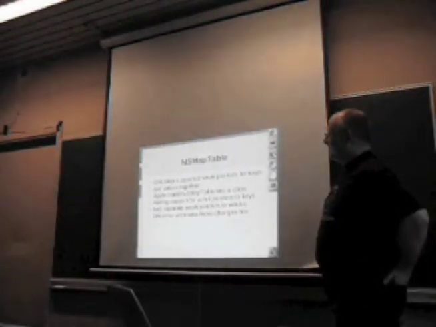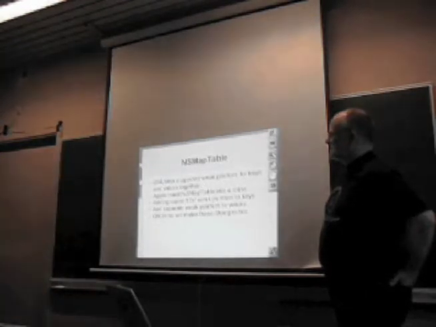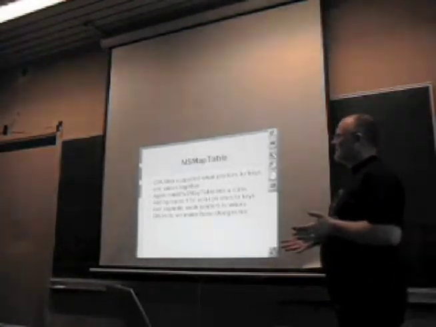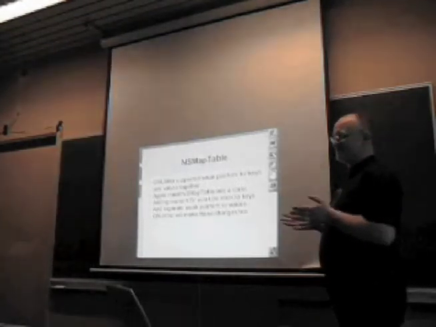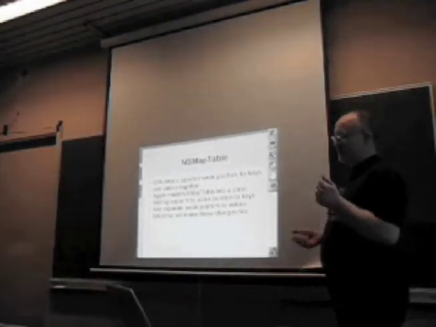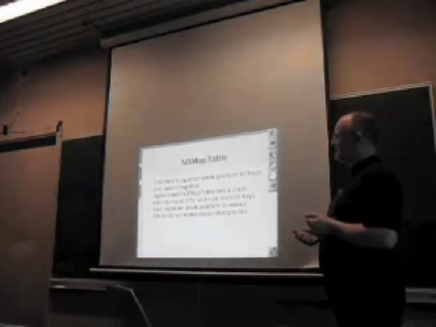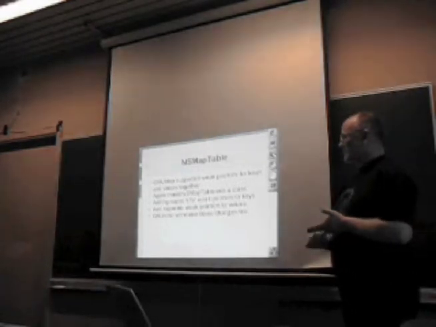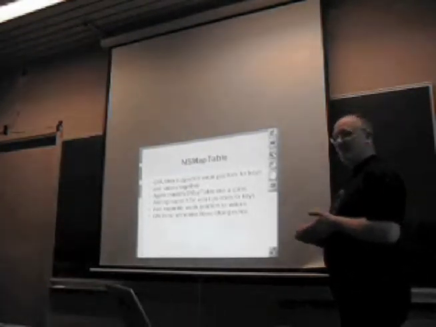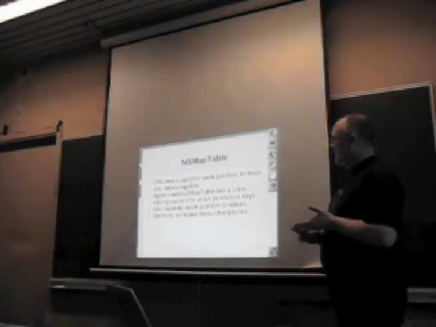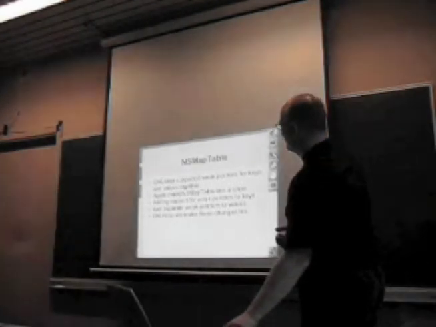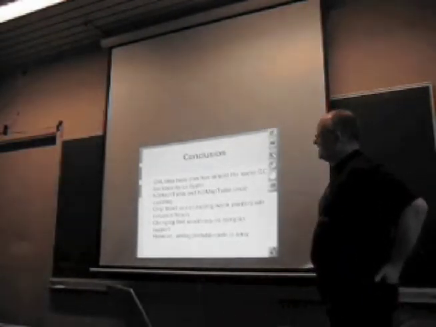NSMapTable. The situation is very similar. Originally, we supported weak pointers, but only for keys and values together. So if your map is set up for weak pointers, then it was both weak pointers for keys and weak pointers for values. Apple have made it into a class, and they've added separate support for weak pointers for keys and weak pointers for values. We're going to make the same change. Again, you're looking at about 2 weeks before that's done.